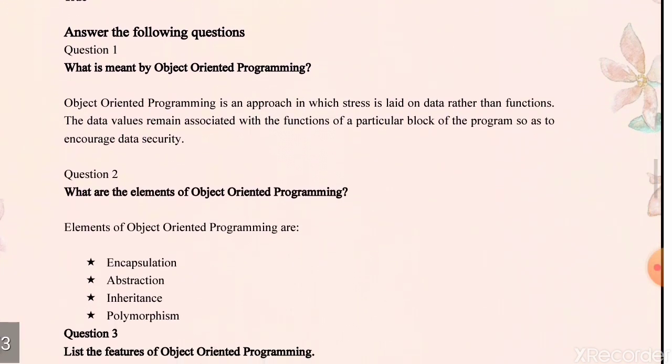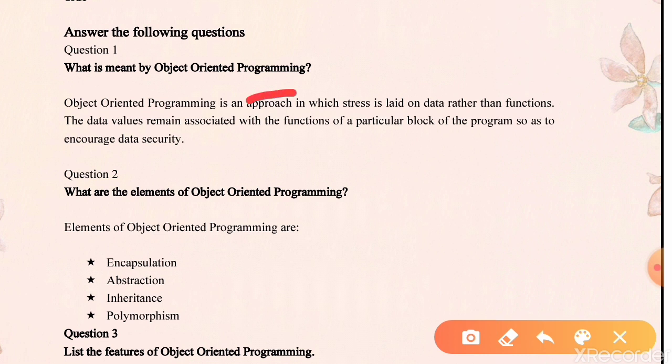Now here are the question answers of this chapter. So what is our first question? First question is, what is meant by object oriented programming? Object oriented programming is an approach in which stress is laid on data rather than function. Okay, in this we stress on data, not on the functions, and the data values remain associated with the functions.